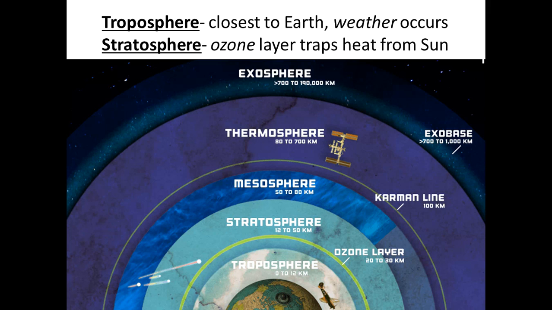Need to know the difference between troposphere and stratosphere. Troposphere is the closest layer to the Earth, and that is where all of our weather occurs. Stratosphere is next. That's where our ozone layer is. That's where the sun's rays get trapped, bounce back to Earth, causes that wonderful greenhouse effect, which we really like. But too much of that traps carbon dioxide and other greenhouse gases, leading to global warming. First troposphere, then stratosphere. Stratosphere is where we find the ozone layer.